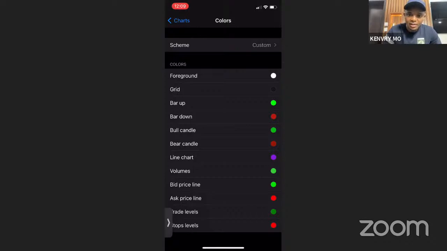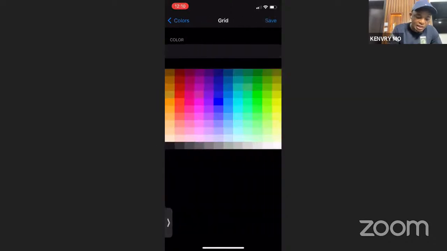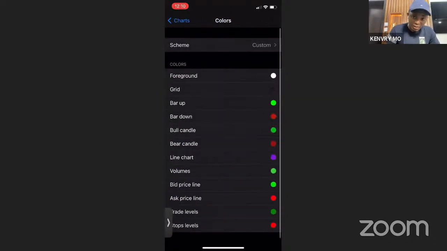My grid is black, foreground is white. Green. So just screenshot these things and duplicate it. Or you could just click it, and if you click it, you could see the color. So that's what you just do. Very easy. I'm going to give you guys 20 seconds to do that.